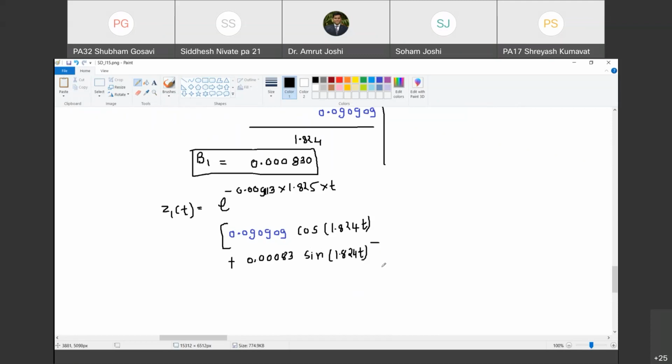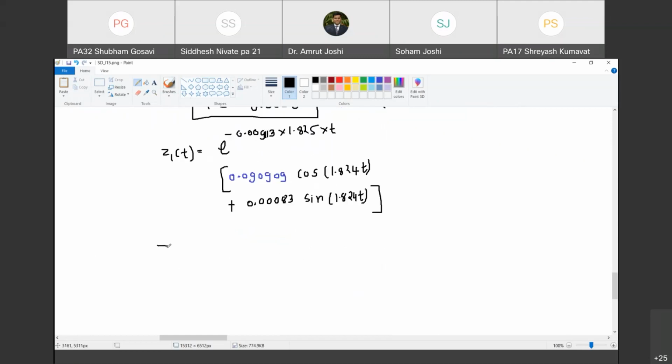Yes, sir. So let us simplify it further. So I get z1 of t as, can you do this multiplication? Tell me the value. 0.00913 into 1.825. So it turns out to be 0.017. Is that right?